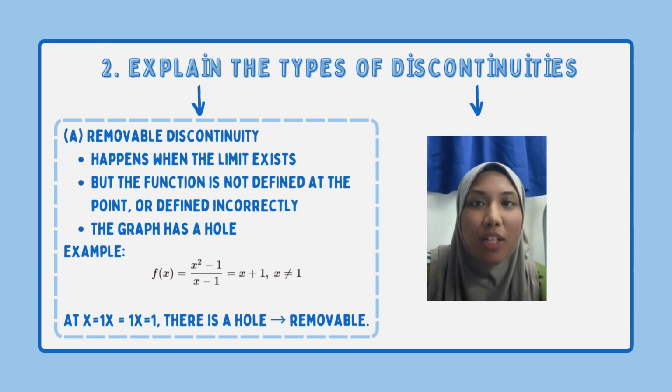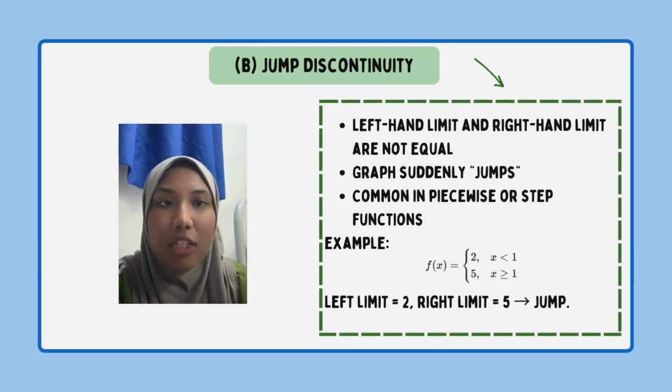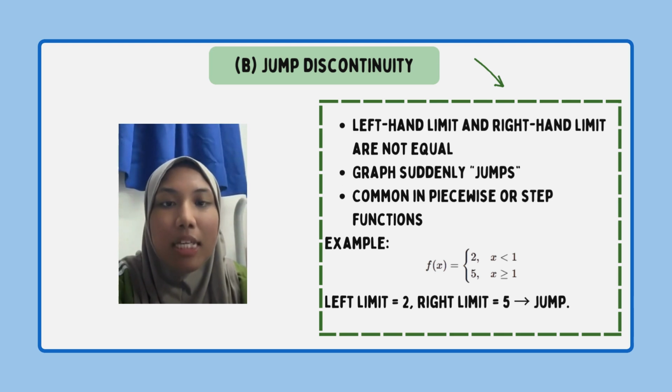Explain the types of discontinuity. First, removable discontinuity happens when the limit exists, but the function is not defined at the point or defined incorrectly. The graph has a hole. B. Jump discontinuity. Left hand limit and right hand limit are not equal. The graph suddenly jumps. Common in piecewise or step functions. So the left limit is equal to 2 and the right limit is equal to 5.